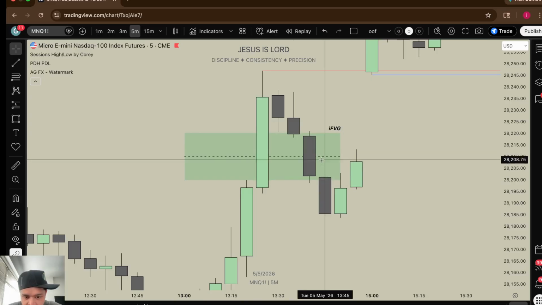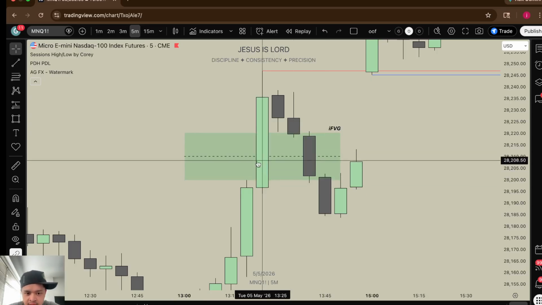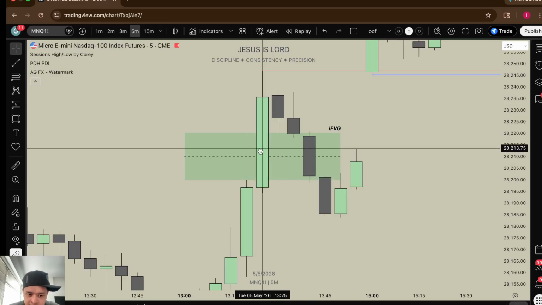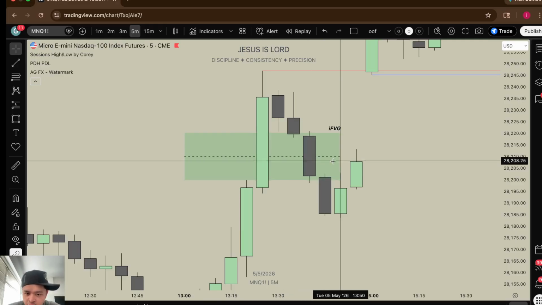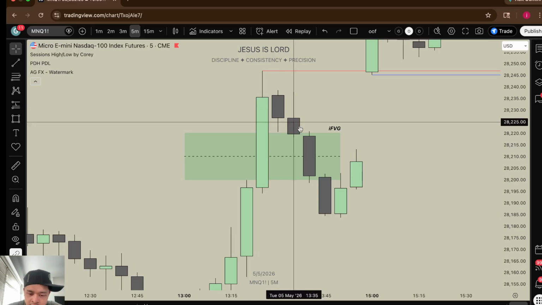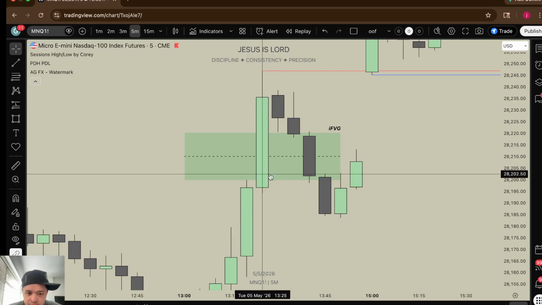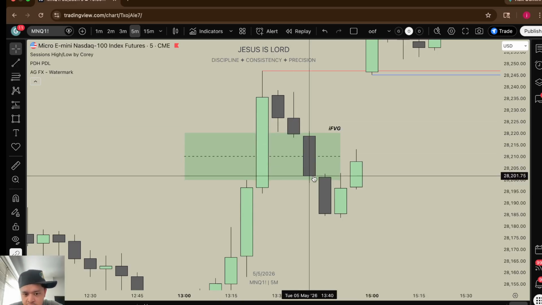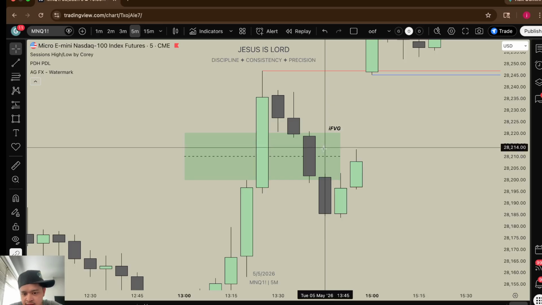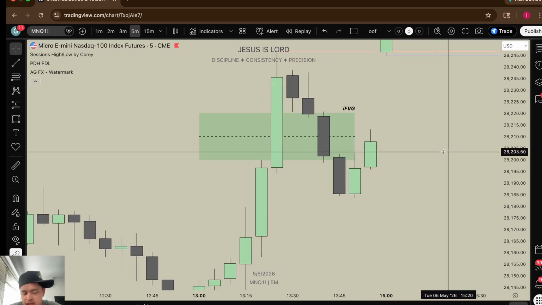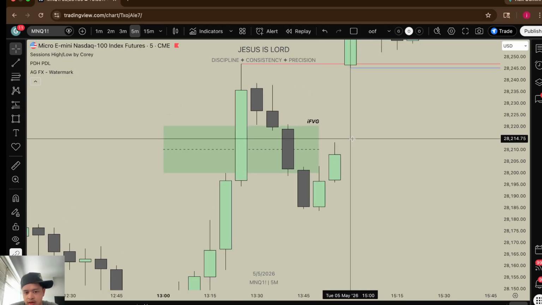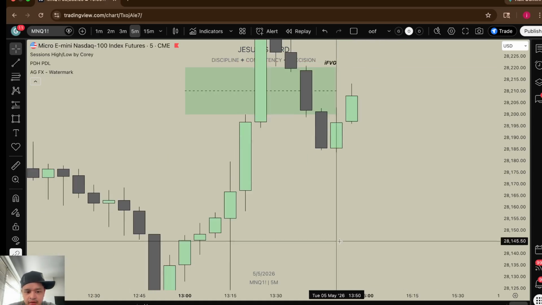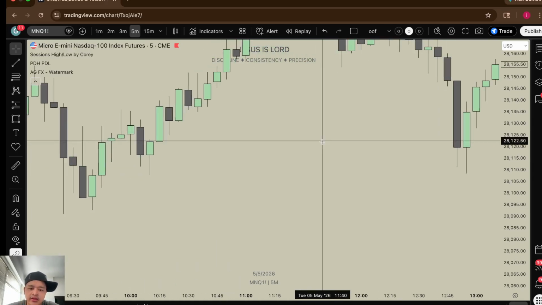An inverse fair value gap indicates that there is possibly a change in order flow, a possible temporary change in order flow from bullish to bearish. When a fair value gap like this gets inversed, gets run through, that becomes an inverse fair value gap. There is a possible change in order flow. Possible, okay? I want you guys to catch that. Very, very important.